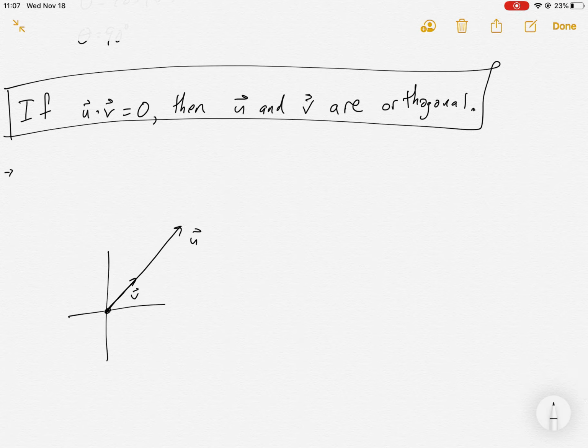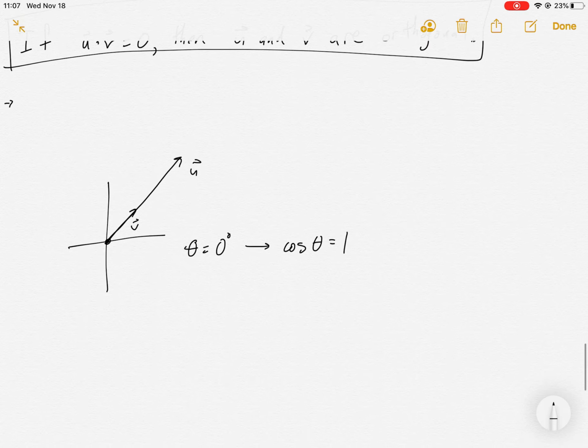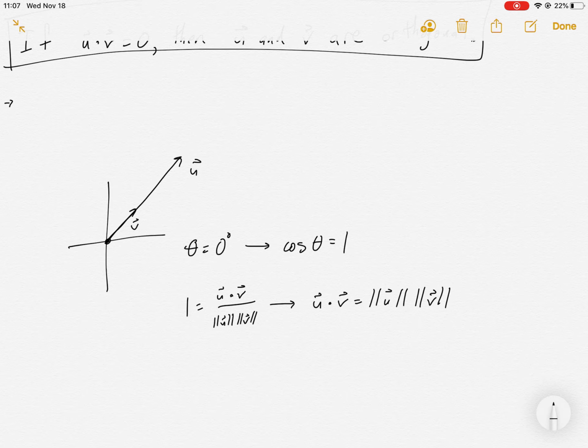We maybe have u and v. Then the angle is going to be 0 degrees, which means that cosine of theta should be 1, which means that u dot v over the product of their magnitudes equals 1. So really what this tells me is that the dot product should equal their magnitude product, is what I'll call it.